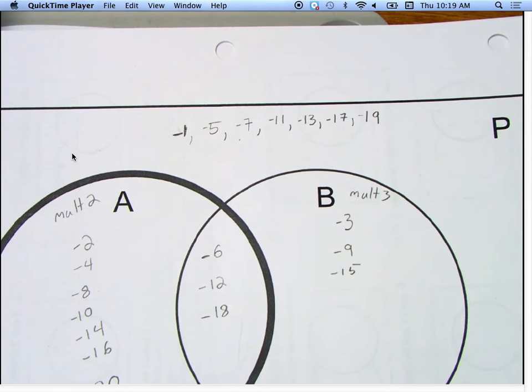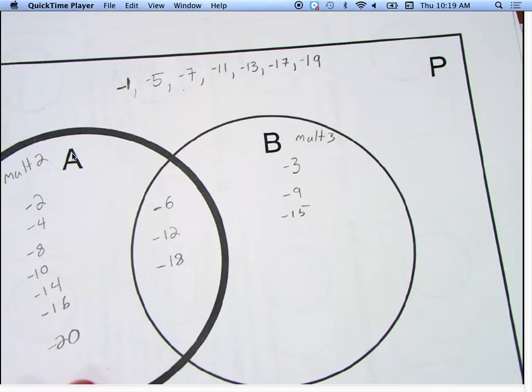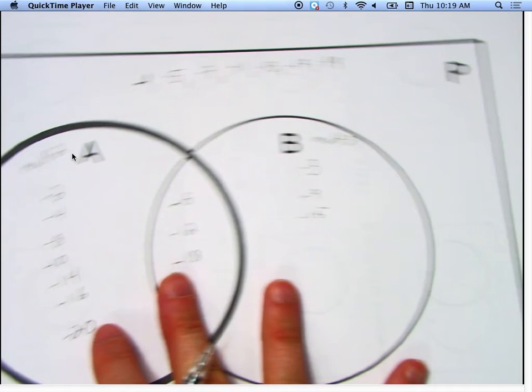Okay. So this is my Venn diagram. You guys have to pay attention. You can't be on your phones right now. You've got to be focused on this. You've got to write this down.